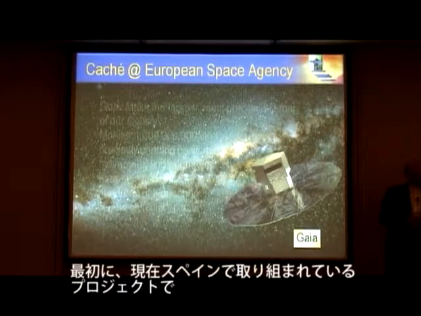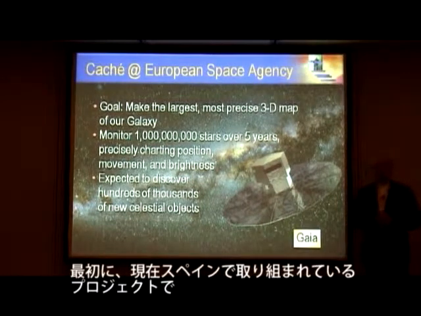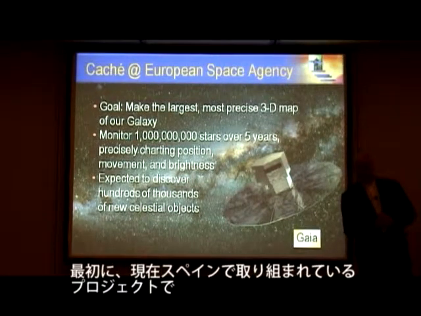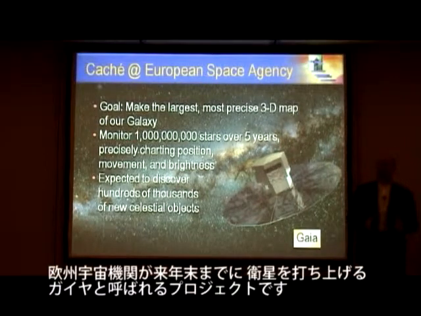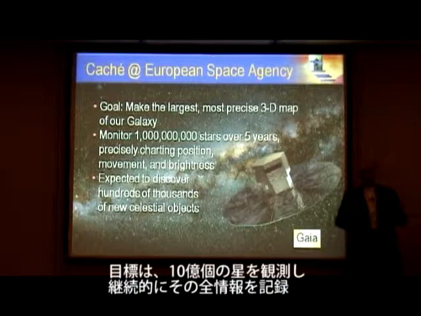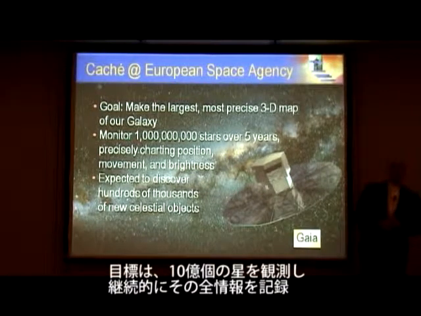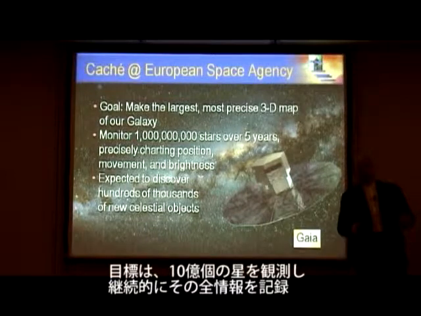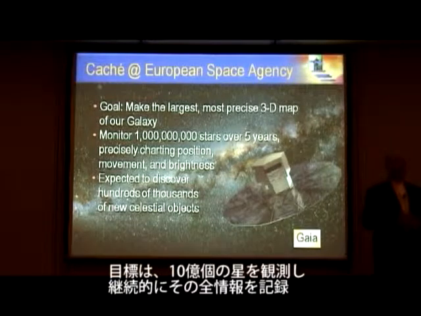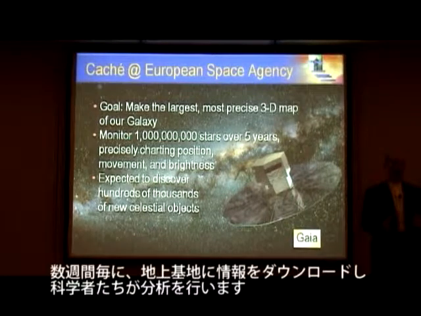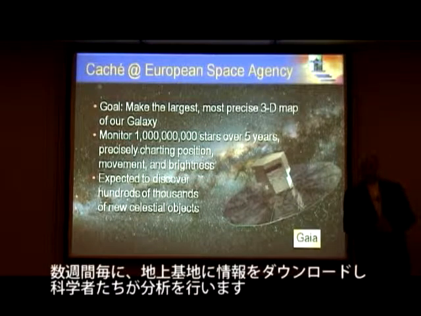The first I'll illustrate by talking about a project that we've got underway right now in Spain. This is a project we're working on with the European Space Agency, which plans on deploying a satellite called Gaia at the end of next year. The goal for this satellite is to map over 1 billion celestial objects, 1 billion sources of light, to record information about those continually, and every few weeks download that data to an Earth station and have that data be made available to scientists working throughout Europe.